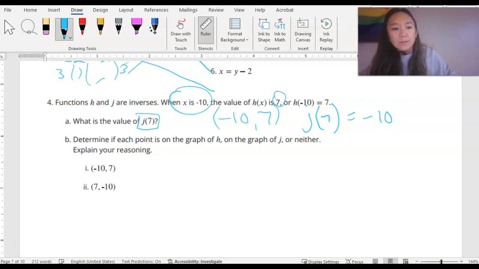It's to determine if each point is on h, j, or neither. So negative 10 comma 7 is in this one, right? That is the function h. And then this is the inverse of this, and so that means this would be on j. They are opposite of each other, right? Because this x value is the y value here, and this x value is the y value in the second one.